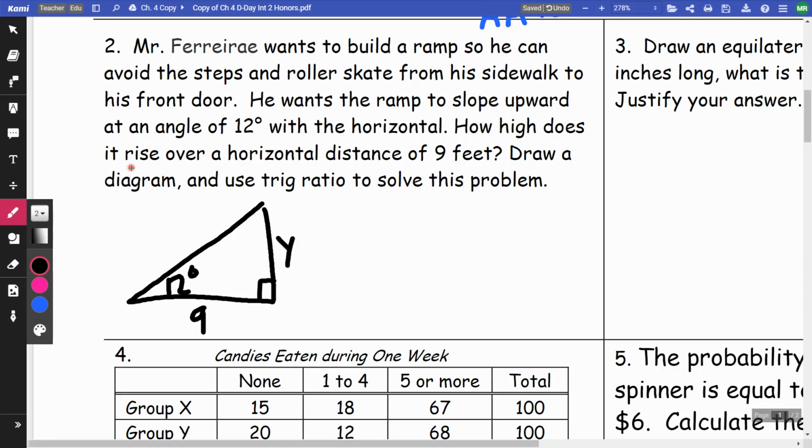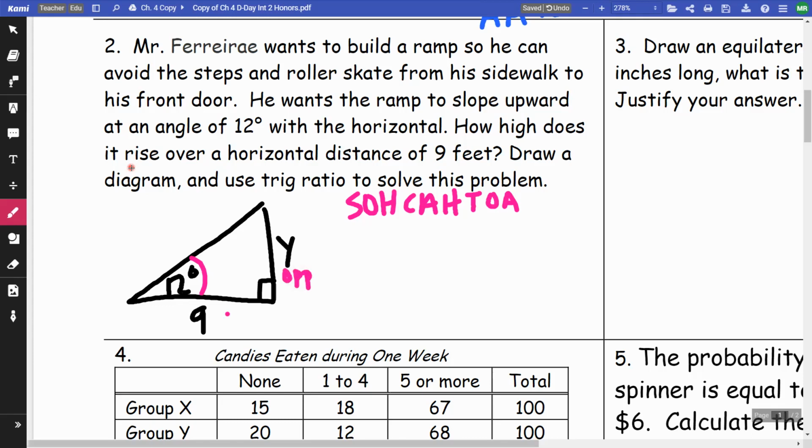So for this, what we're thinking of is SOHCAHTOA, and we need to decide what we have here. From the 12 degrees, the Y is opposite, the 9 is adjacent. This side over here that I don't know would have been my hypotenuse. Since I know my opposite and adjacent, I am going to use tangent. So I am going to do tangent of 12 degrees is equal to Y over 9.